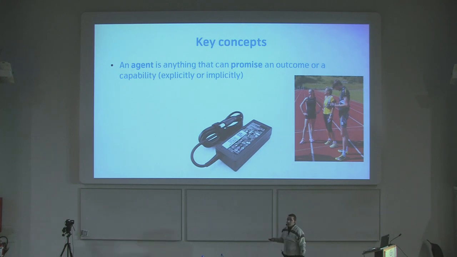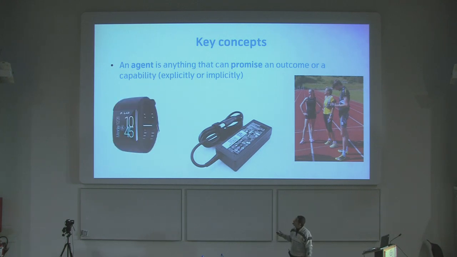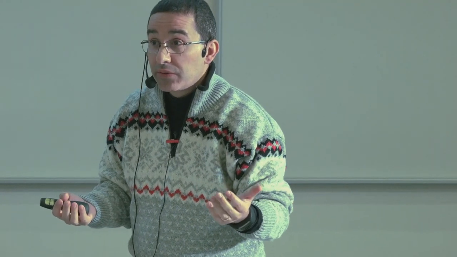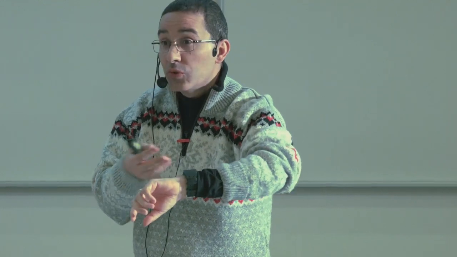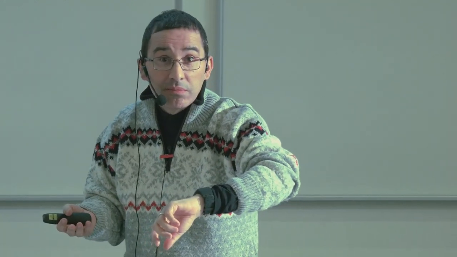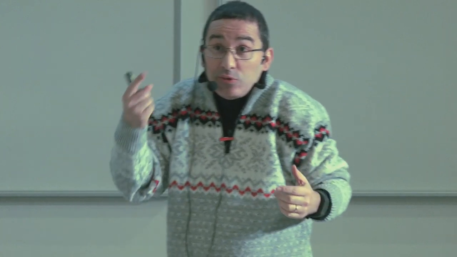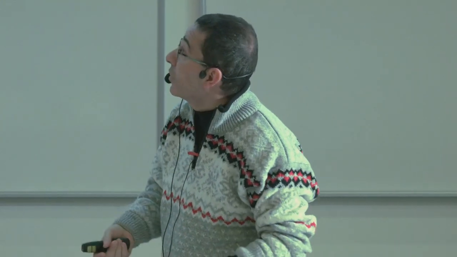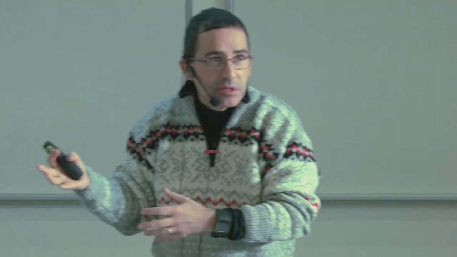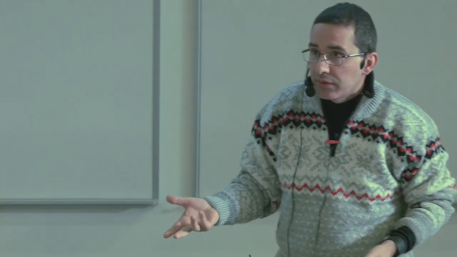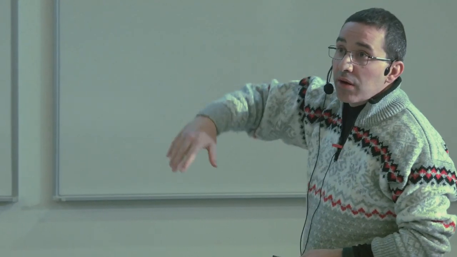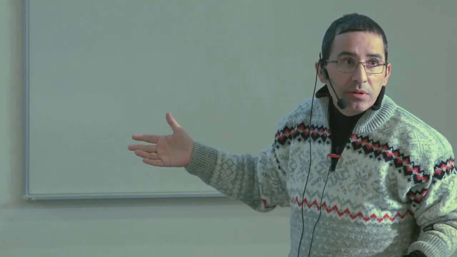Or when you buy a wristwatch like this, the absolute minimum that you require from a wristwatch is that when you look at it, it shows you the time. That's at least the single promise that you expect from a wristwatch. Things like that may hold many more promises, but that's the absolute minimum. And again, it's not talking, right? So all these things are making promises in one way or another.